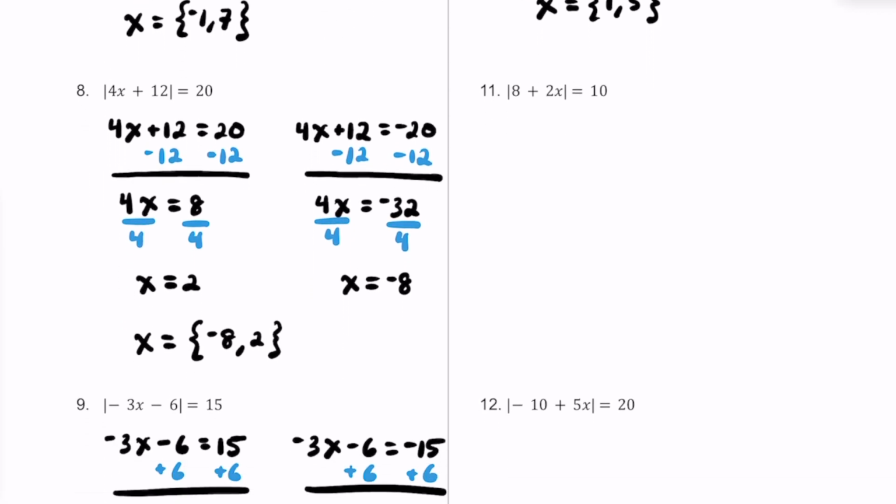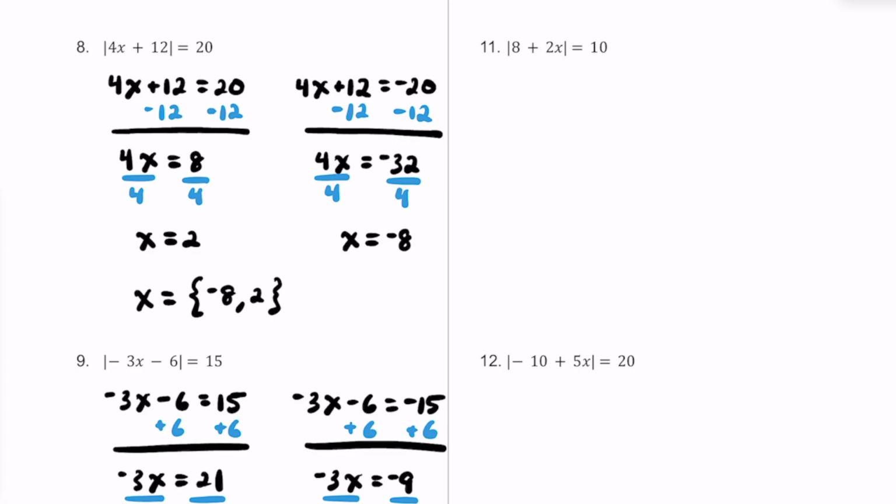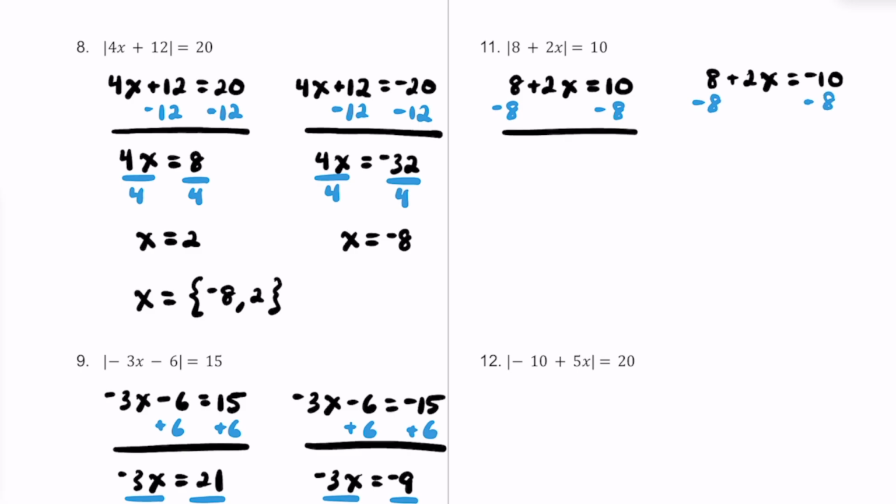For number 11, we have the absolute value of 8 plus 2x is equal to 10. So in order for this to be true, this 8 plus 2x would either have to equal positive 10, or this 8 plus 2x would have to equal negative 10. So let's go ahead and solve each of these two-step equations. For the equation on the left, let's go ahead and subtract 8 from both sides, and let's do that for the equation on the right as well. Now if we go ahead and do that, for the equation on the left, we're going to be left with 2x is equal to 2. And for the equation on the right, we're going to get 2x is equal to negative 18.